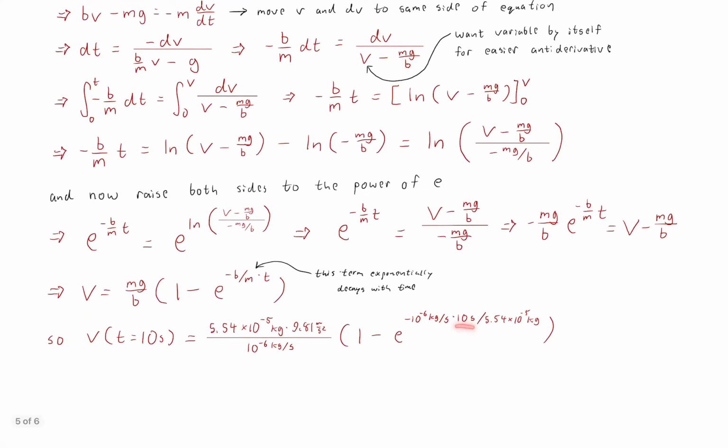Okay, there's the 10 seconds, and I plug in all the other values that were given, because we were given a value of b, we were given a value of m. What else? We were given gravity. So then it's simply a matter of plugging in t equals 10 seconds, and there we go. There is our velocity.